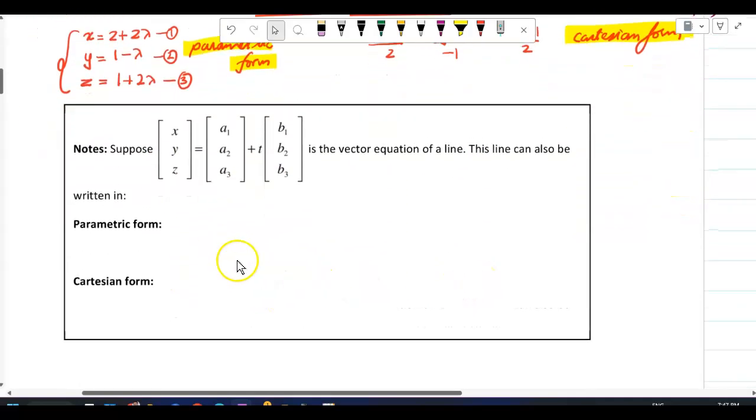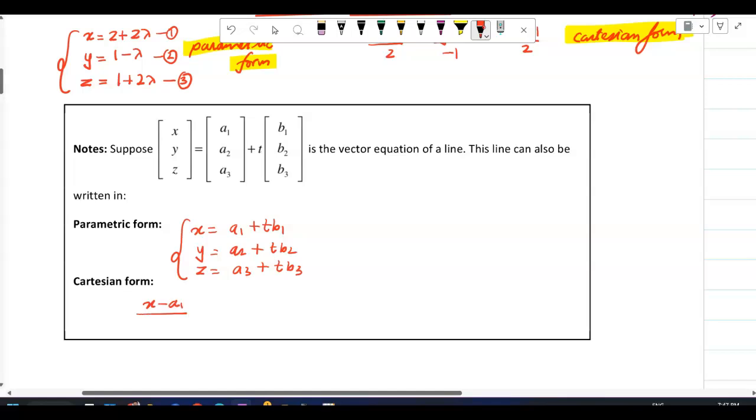Here, now they've given you this. Suppose x, y, z is equal to a1, a2, a3 plus t times b1, b2, b3. This line can also be in parametric form: x is equal to a1 plus t b1, y is equal to a2 plus t b2, z is equal to a3 plus t b3. Cartesian form: x minus a1 divided by b1 is equal to y minus a2 divided by b2 is equal to z minus a3 over b3. That's it in a nutshell. End of the story.